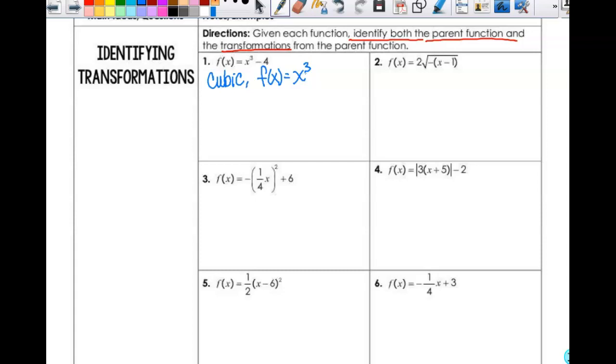And then the third thing we do is sketch a little picture. This is hugely important. So everybody show me, what does a cubic look like? Show me, everybody. Waiting on everybody.